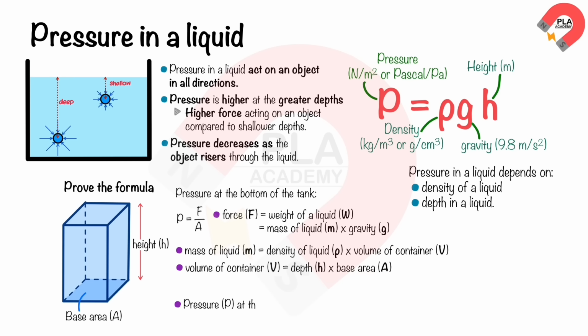So, the pressure at the bottom is equal to F over A. By substituting the force, F, with W equals mg, substituting the mass, m, with rho v, and substituting the volume, v, with h A, we can derive the equation P equals rho g h. The pressure in a liquid depends on the density of a liquid and the depth in a liquid.